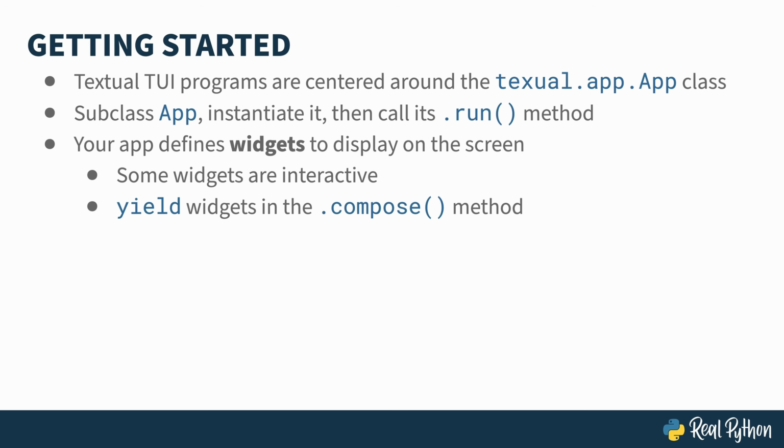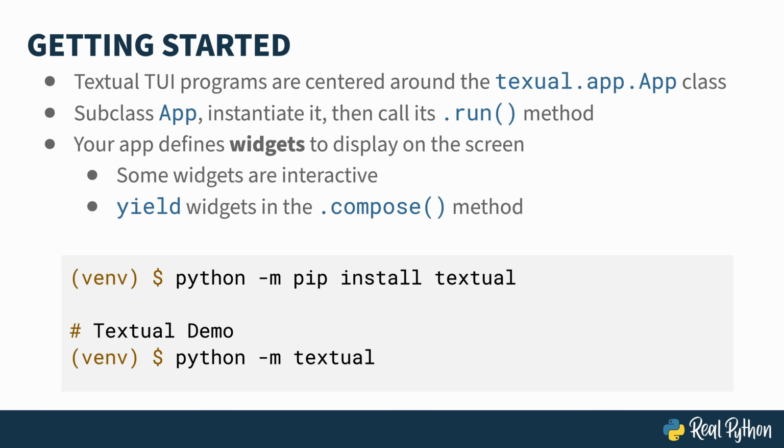You tell Textual what widgets you want by defining a compose method. Inside of that, you yield the widgets you want to include. Once you've done that, the built-in run method takes care of everything else. Since Textual is a third-party library, you'll need to pip install to get it going. As always, you should use a virtual environment when dealing with third-party libraries.